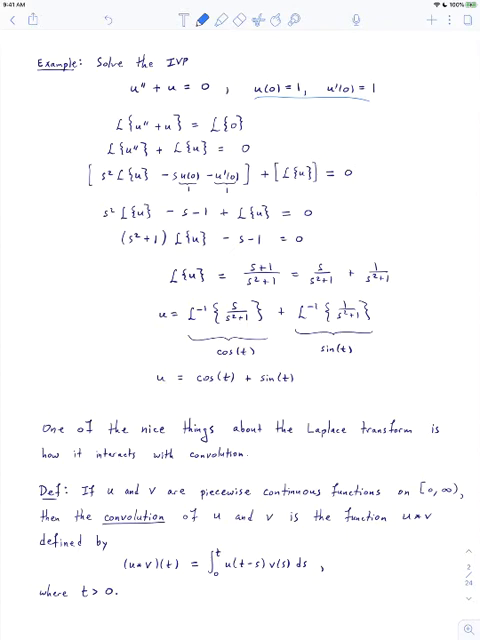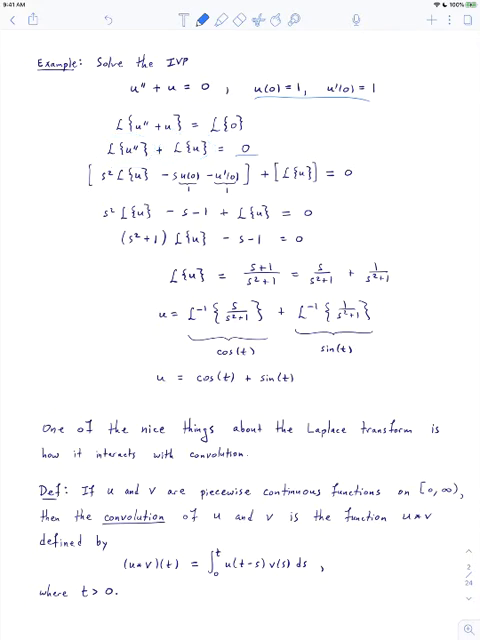So we compute the Laplace transform of both sides. On the left, we have the Laplace transform of u double prime plus u. And on the right, we have the Laplace transform of 0. The Laplace transform of 0 is simply 0. The Laplace transform is linear, so we can rewrite the Laplace transform of u double prime plus u as the Laplace transform of the second derivative plus the Laplace transform of the original function u.